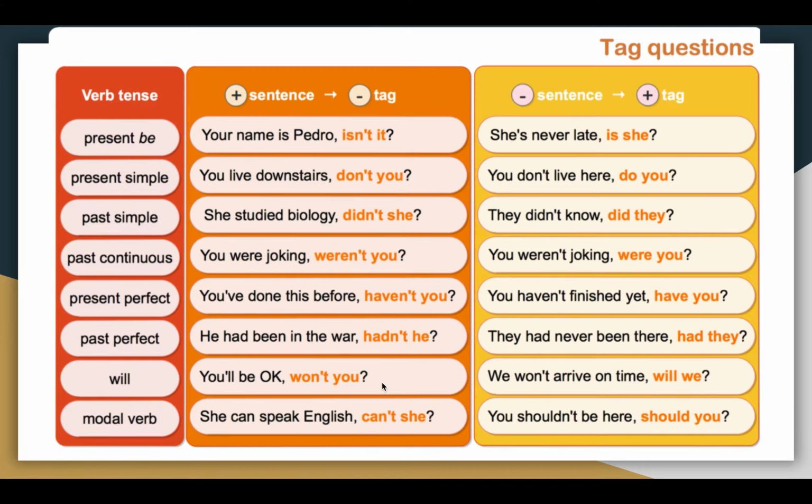And then finally we have a modal verb. Modals: can, could, will, would. In this case, we use can. She can speak English, so you say, can't she? Now let's go to negative sentence plus positive tag question. She's never late. She is never late, is she? Never is a negative statement. Next, you don't live here, do you? It comes from don't. Do you?